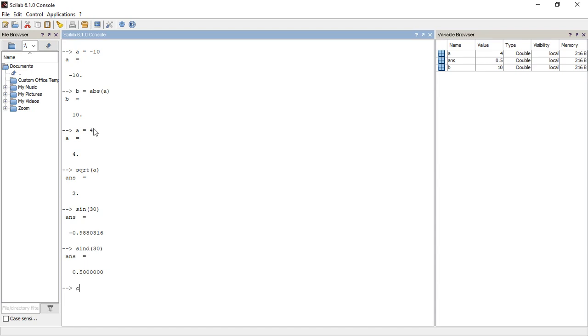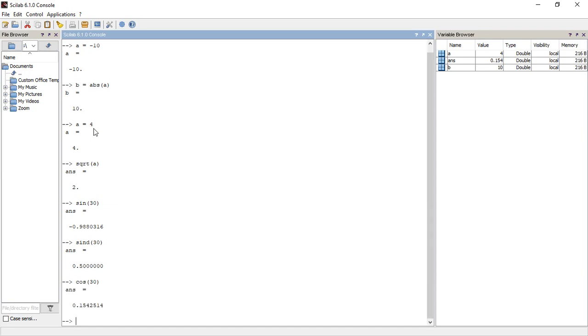The same thing for cos also. cos of 30. Enter. It is in the form of radians. If you want to consider degrees, then cosd of 30, and then it comes in degrees here.